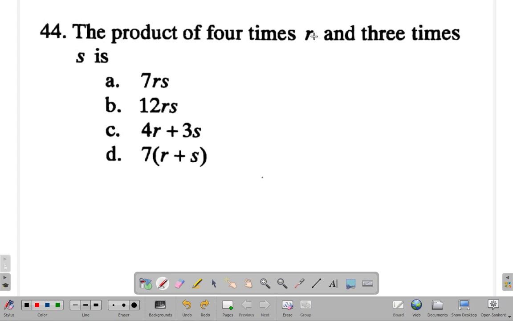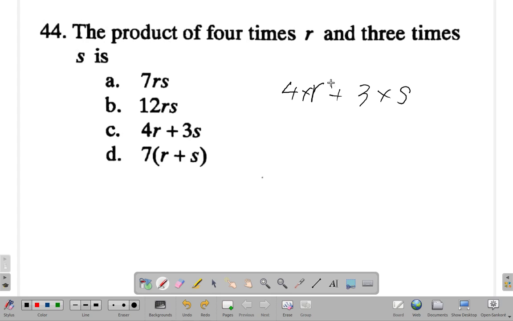The product of 4 times R and 3 times S. So you have 4 times R, because times you multiply. Then you have 3 times S. If you're rushing, you might make the mistake of doing this, because you see 4 times R and you see 3 times S and you think of that. But guess what? It says the product.